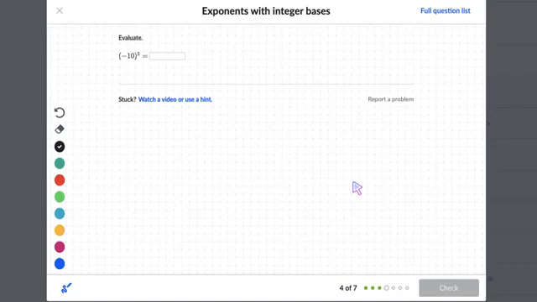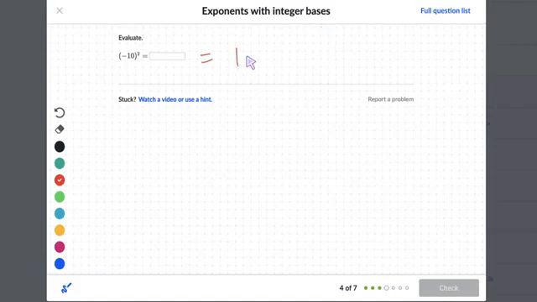Go ahead now and try this problem on your own. Pause the video. All right, like the previous problem, we have to pay attention to who this negative belongs to. This negative belongs to the 10. They're both in the parentheses together. It's like the parentheses is saying, hey, these two belong together, don't separate them.